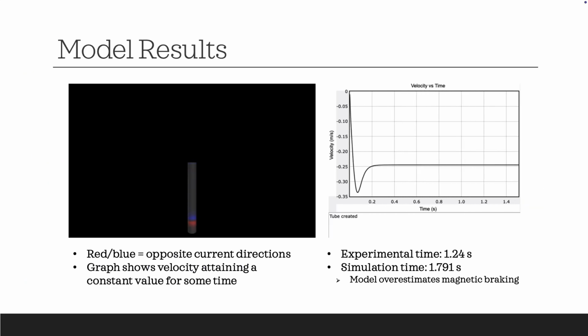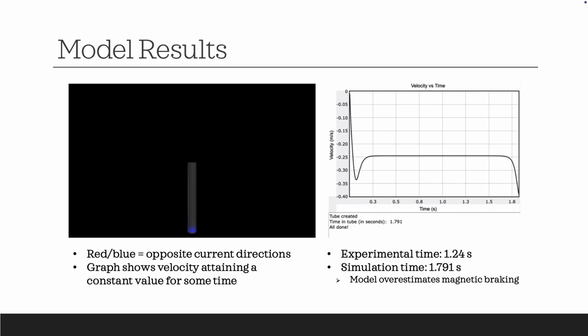At each time step, the code calculates the gravitational force and the magnetic forces from all the rings, and then combines them to find the net force. Using Newton's second law, the magnet's velocity and position are updated over time, allowing the simulation to model the full motion through the tube. The simulation shows that the magnet quickly slows down after entering the tube and then moves at a nearly constant velocity for part of the motion. The colored areas indicate the direction of the induced currents, with red and blue representing opposite directions.